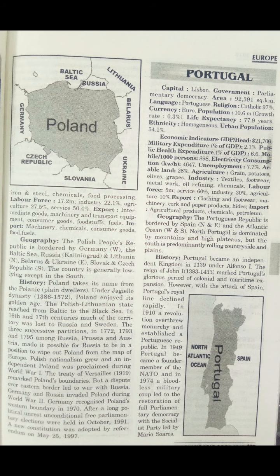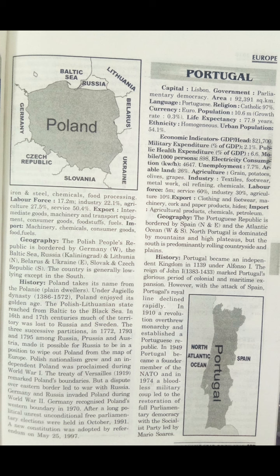The next country is Portugal. Capital is Lisbon. Government is parliamentary democracy. Area is 92,391 square kilometers. Language: Portuguese. Religion: Catholic 97%. Currency is euro. Life expectancy is 77.9 years. Ethnicity: homogeneous. Arable land is 26%. Agriculture: grain, potatoes, olives, grapes. Industry: textiles, footwear, metalwork, oil refining, chemicals. Exports: clothing and footwear, machinery, cork and paper products, hides. Imports: agricultural products, chemicals, petroleum.